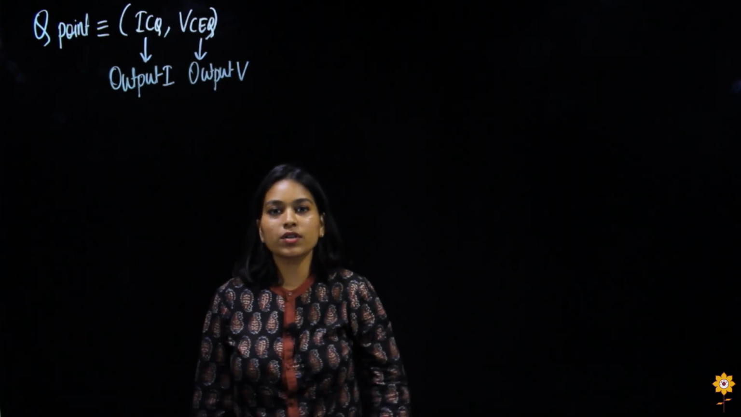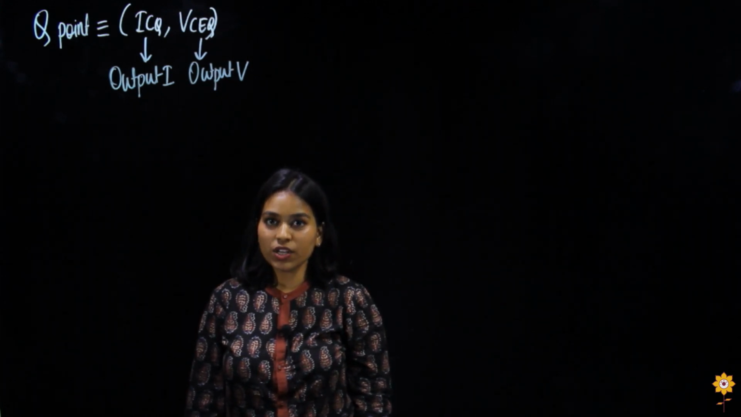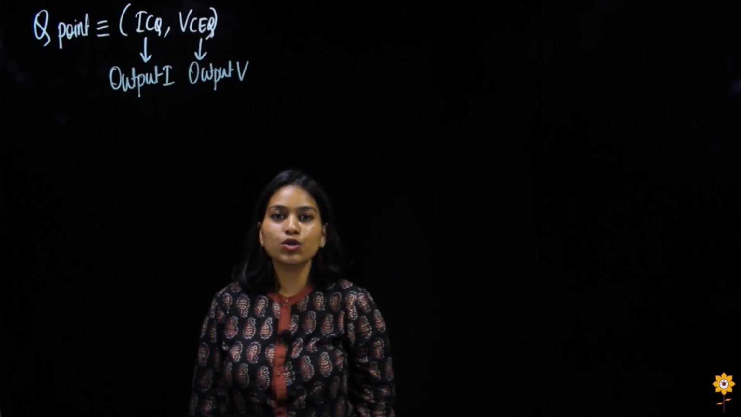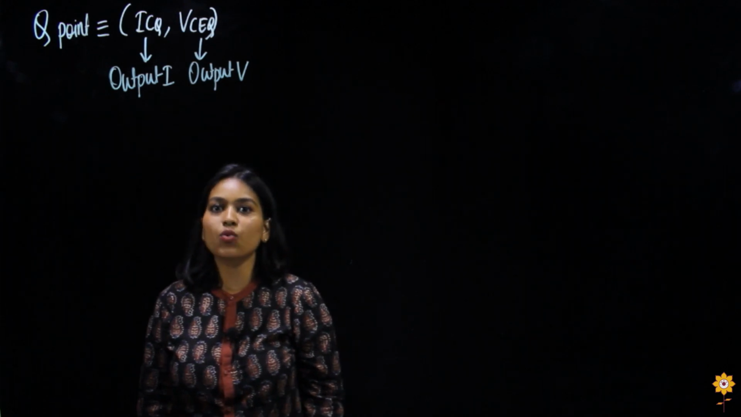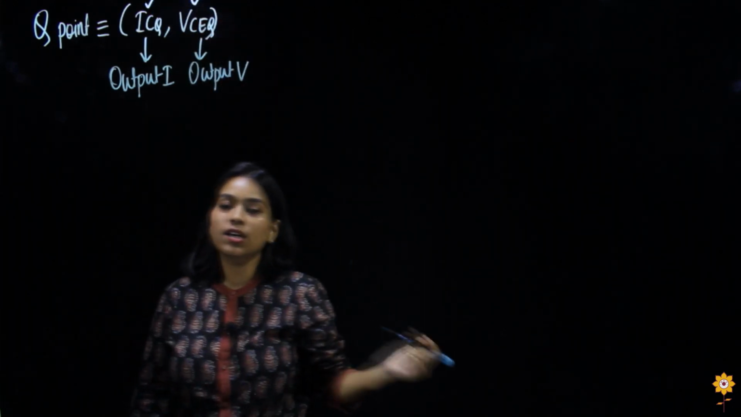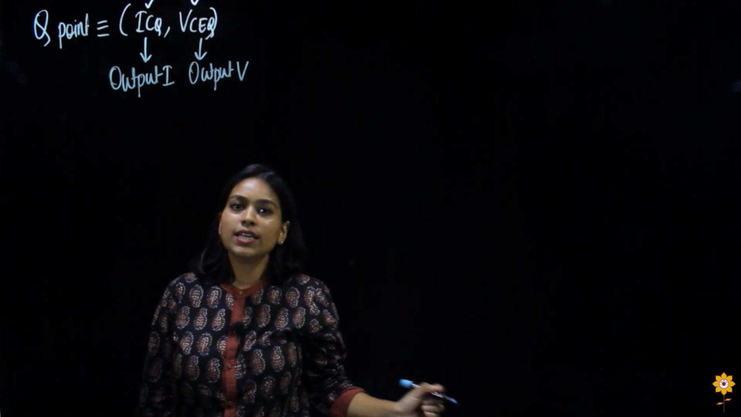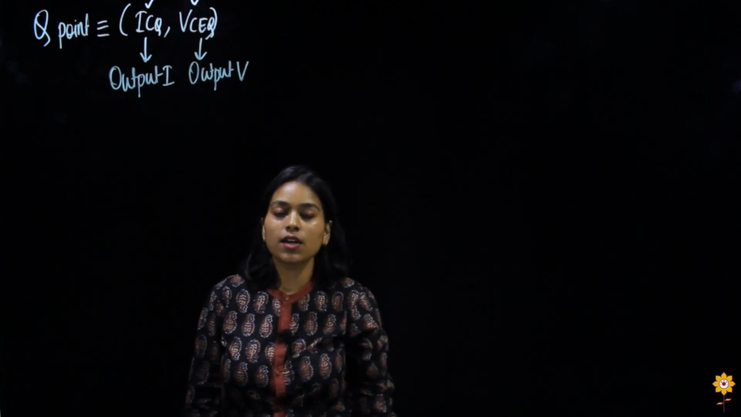Now if you remember the analysis that we carried out for both the configurations, self-bias as well as fixed bias, we found out two parameters. One was IC and the second one was VCE. So basically these are the two coordinates and they should be fixed so that the Q point is fixed.